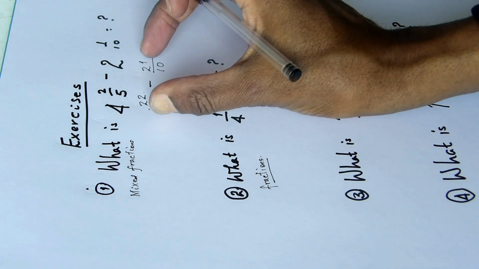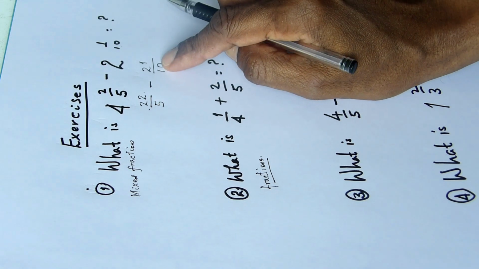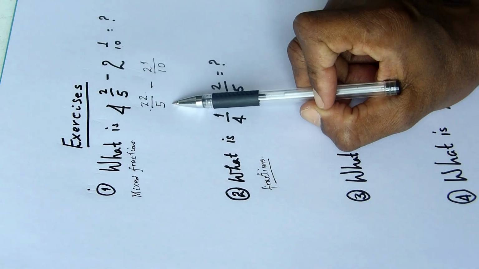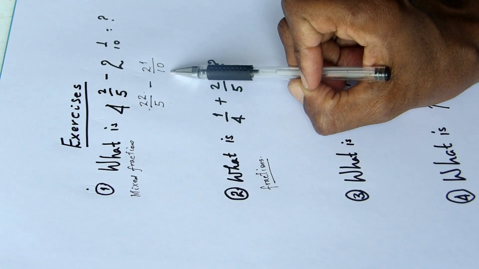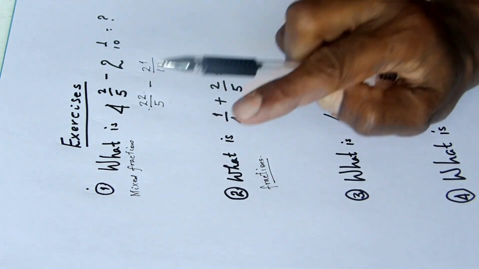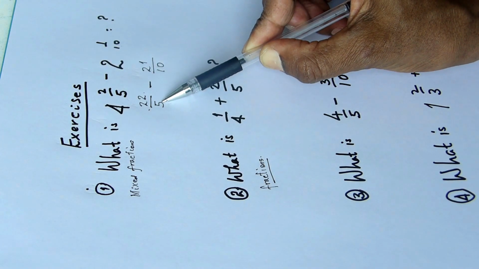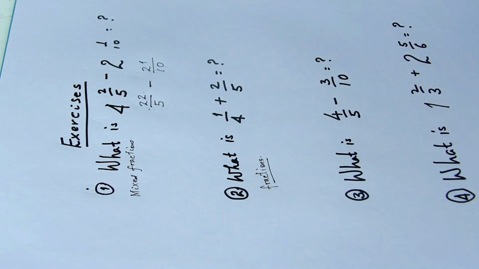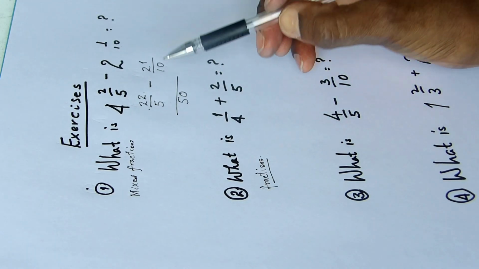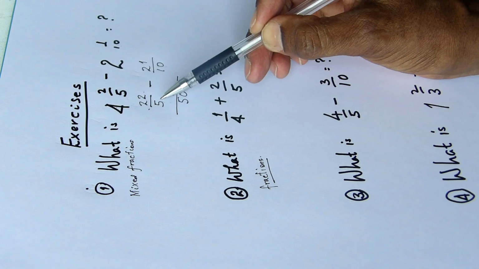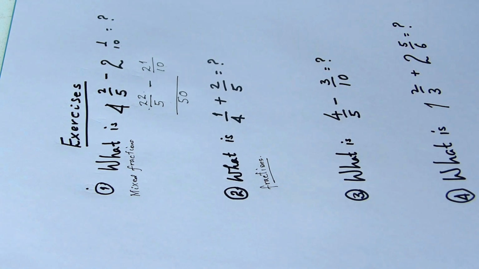Now, when you are adding or subtracting fractions, what you need to do is find the LCM, the number that can divide both denominators. For this one, 5, and for 10, the number is 50. 50 can divide by 5 exactly, and 50 can divide by 10 at the same time.